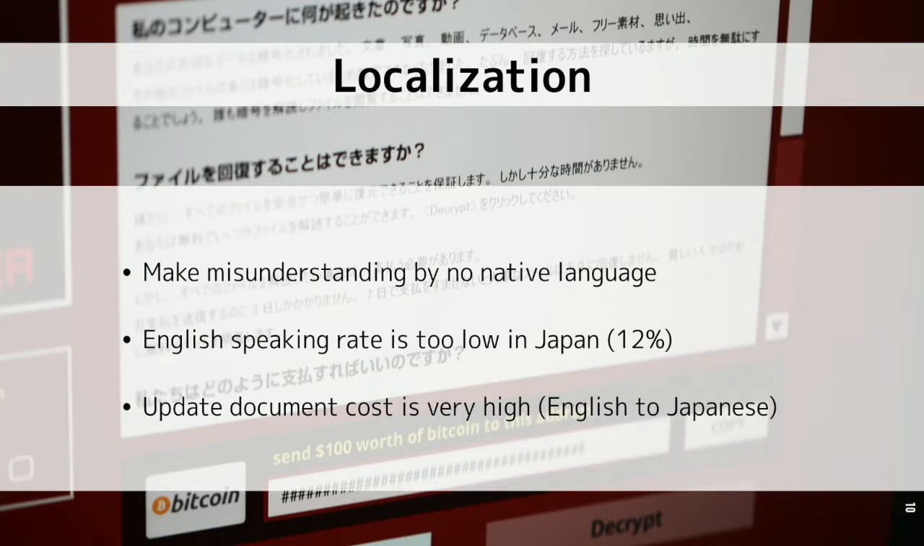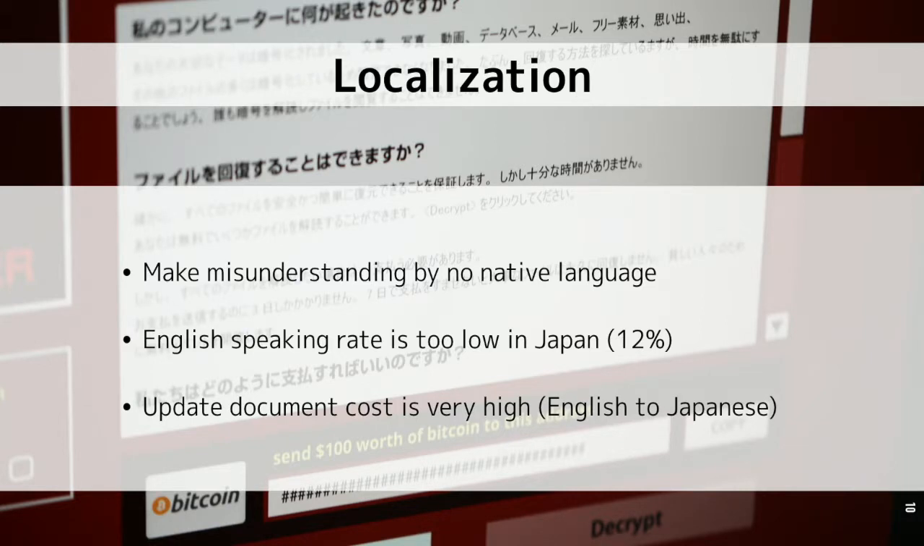In Japan, our English speaking rate is very low. Our government said it's 12%. People get English education from junior school to university, maybe learning English for 8 or 10 years. But most Japanese have no opportunity to speak English and work in English with foreigners, so they have no need to speak English normally.